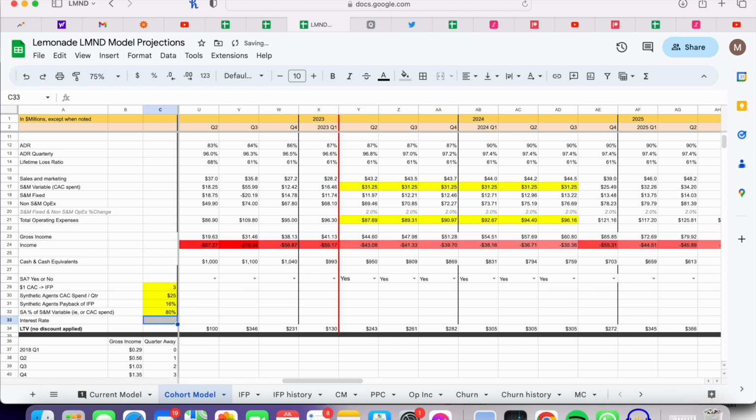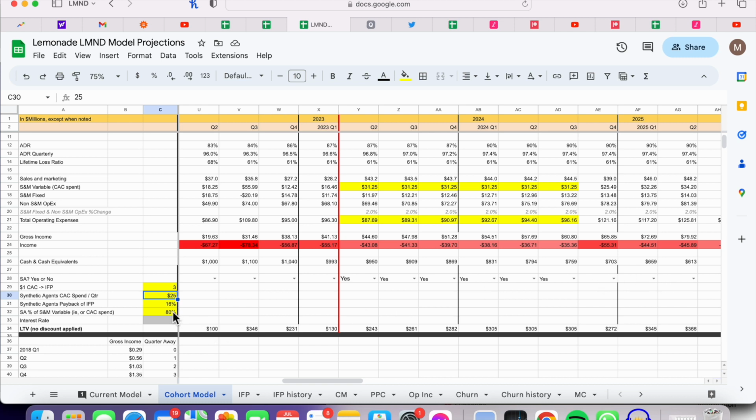So there are some inputs here around the synthetic agents. You can turn them on or off, yes or no, or just erase it. But then you can also say, if it's turned on, you can input your synthetic agents CAC spend per quarter. Right now the deal is for $150 million over 6 quarters, so I just have it at 25. You can increase this if you think they're going to stack on more synthetic agents or do this again in the future.